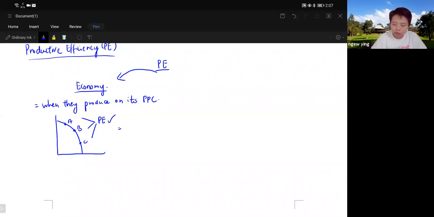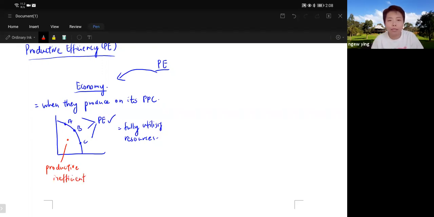So in other words, you are fully utilizing your resources. All your factors of endowment are being utilized. Likewise, when you are here, then we call it the economy is productively inefficient because you aren't fully utilizing your resources. So just that simple from the economy point of view.